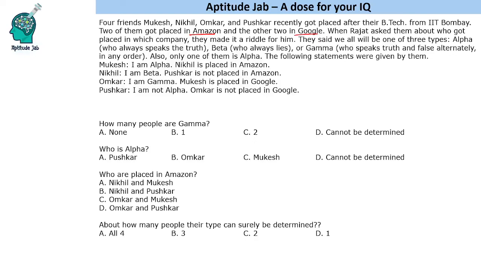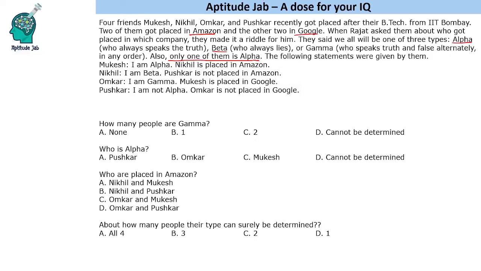So they told him that there will be three categories: alpha, that is the truth teller; beta, the liar; and gamma, the alternator. It is also given that only one of them is alpha. We do not know how many beta and gamma there are, and these are the statements made by these four people. Using these we need to find out how many people are gamma, who is alpha, etc.